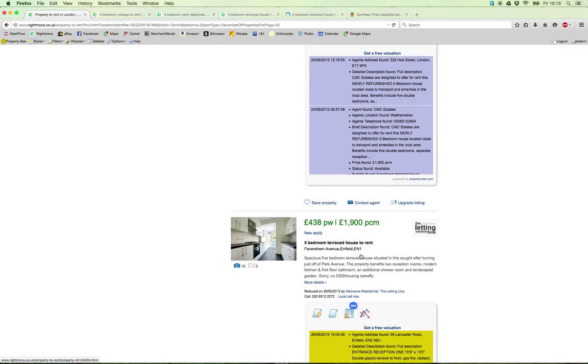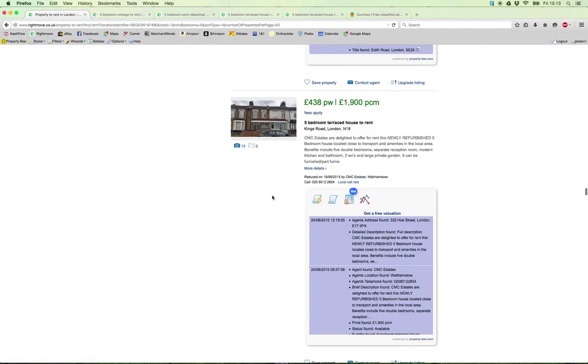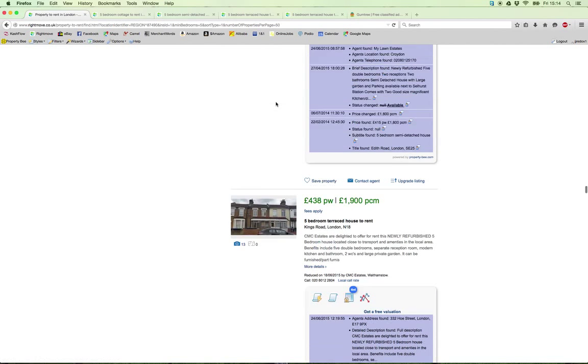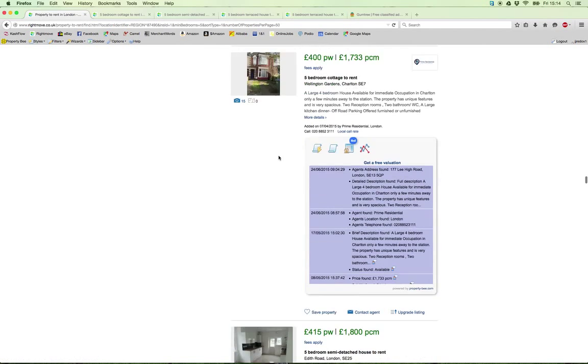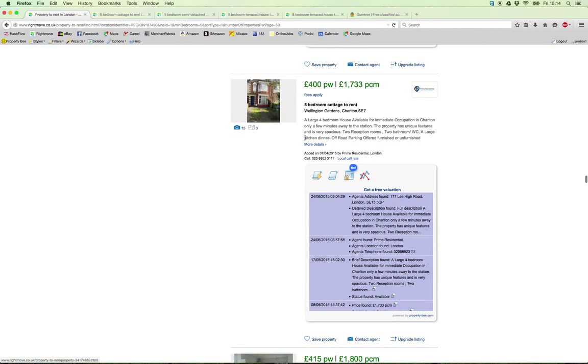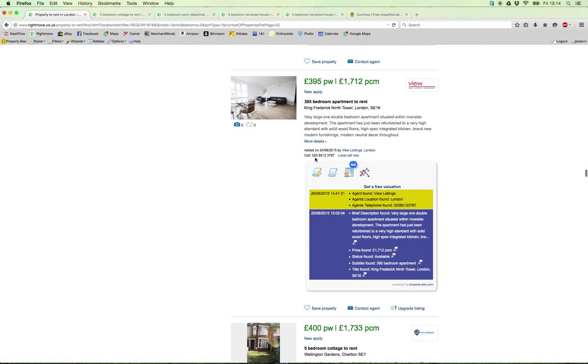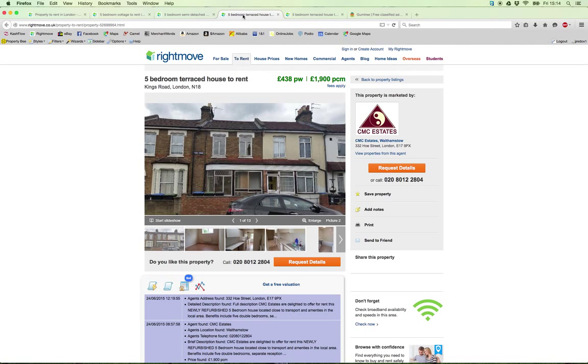Okay, so here we got different areas. This one's gonna be Enfield. This one here is gonna be Edmonton, which is north, which is close to Enfield as well. This one is southeast, so we're trying to find some southeast as well. Okay, so we got 2 in southeast, and we got 2 in north. Let's have a look at the one in north.